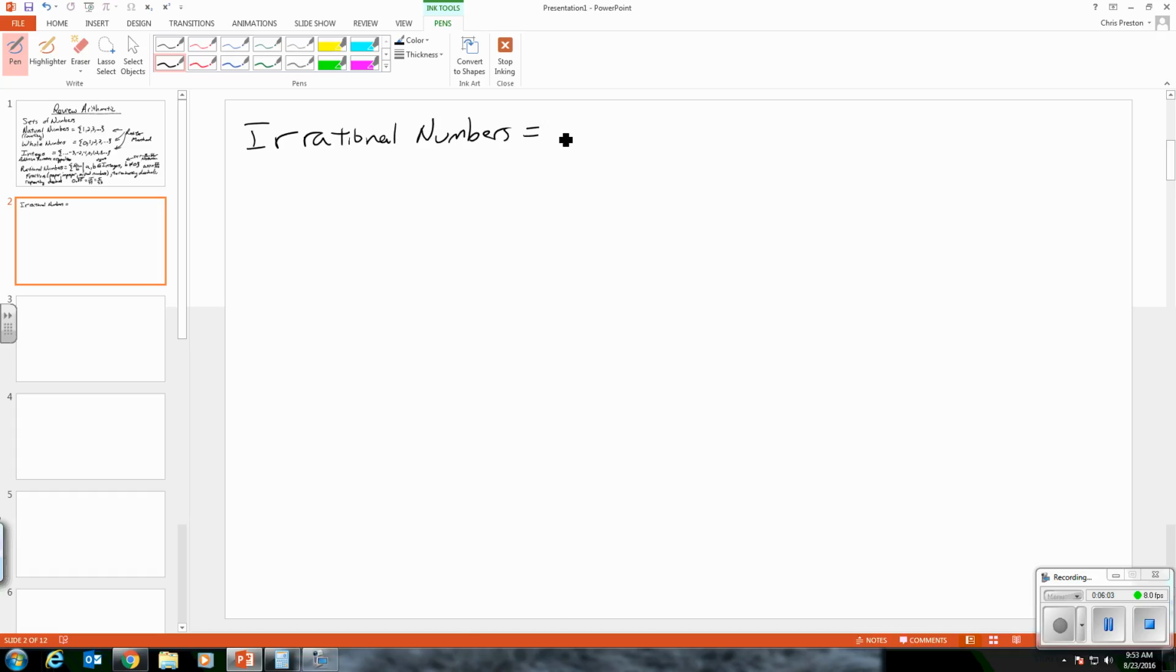And these are non-repeating, non-terminating decimals. So probably the most famous irrational number would be the number pi.